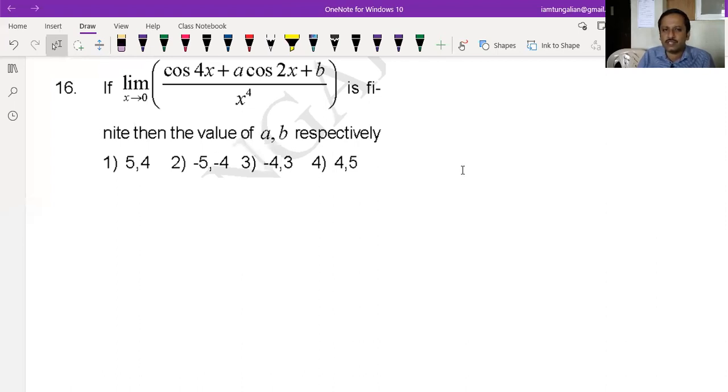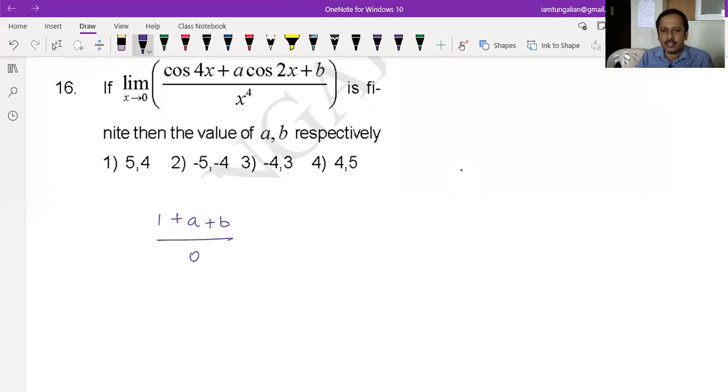Now let's go to the next question, which is question number 16. If the limit as x tends to 0 of (cos 4x plus a cos 2x plus b) by x power 4 is finite, then the values of a and b are respectively. They have given that it is finite. If we directly apply the limit, we get cos 0, which is 1, plus a into cos 0, which is 1, so 1 plus a plus b, divided by 0 in the denominator.